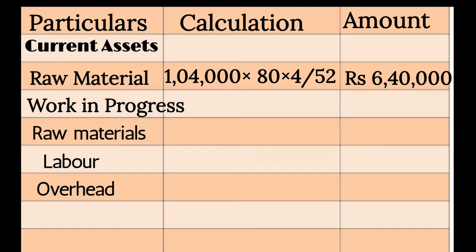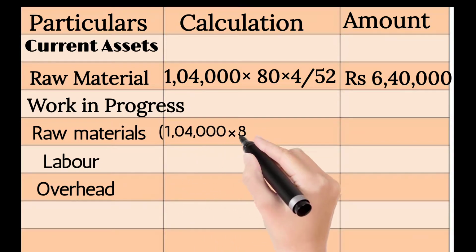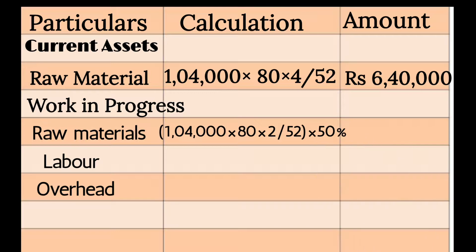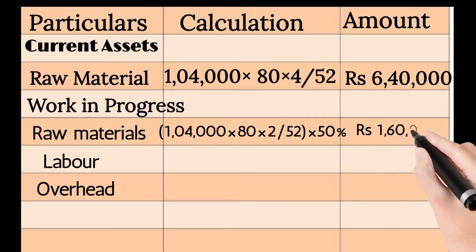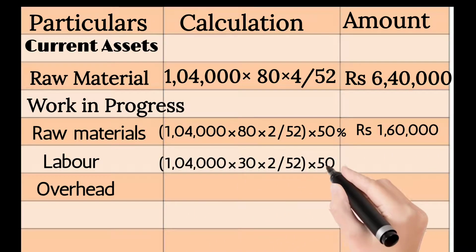So first let's start with work in progress raw material, where the total number of production is 1,04,000. Raw material cost was given as rupees 80. Work in progress was held for a period of half month, and half month is equal to 2 weeks. So 1,04,000 into 80 into 2 divided by 52. The overall amount will be multiplied by 50% because the completion was only 50% of work in progress. So raw material is rupees 1,60,000.